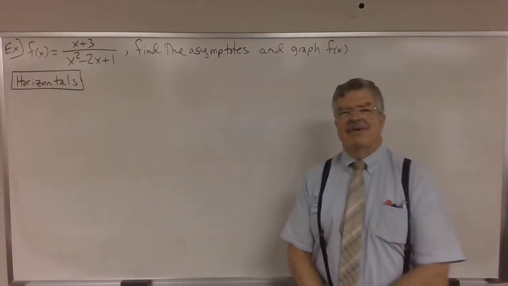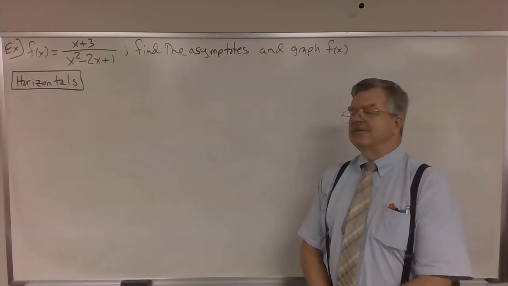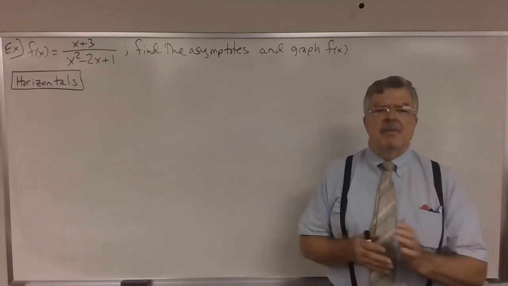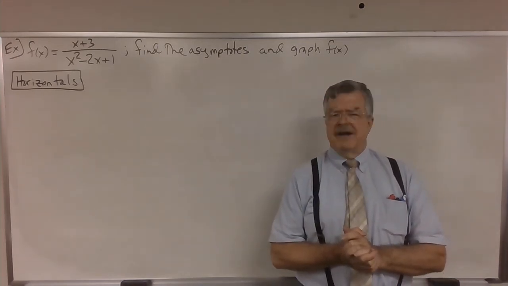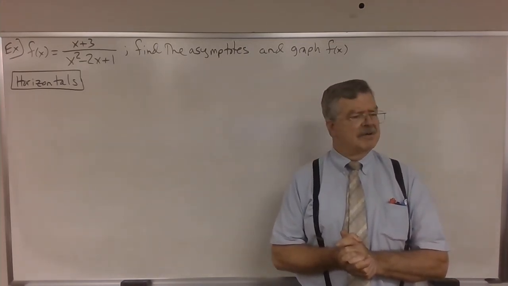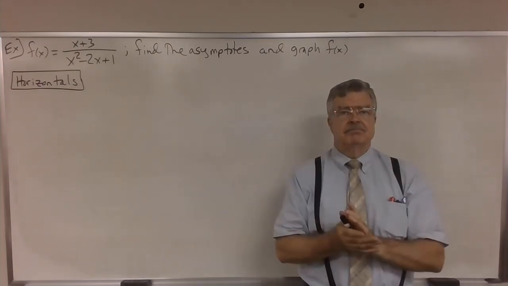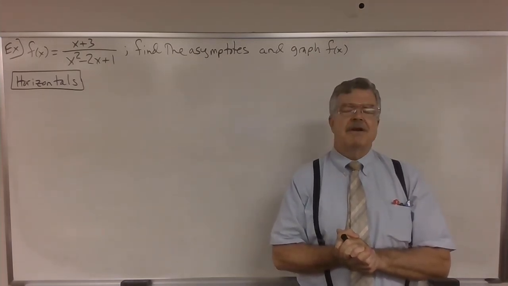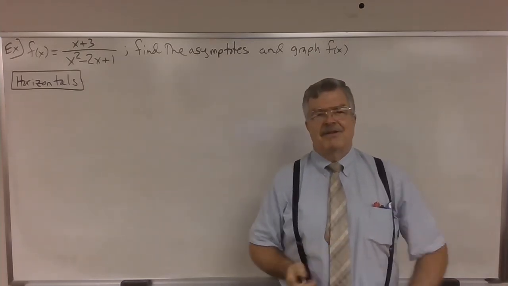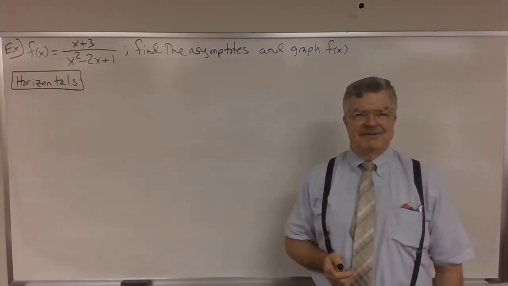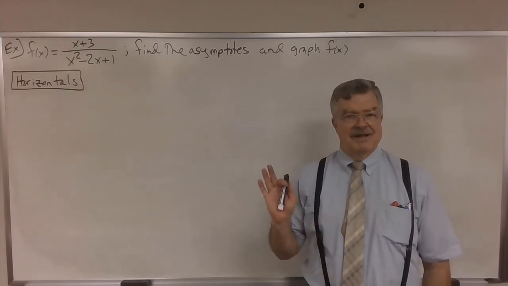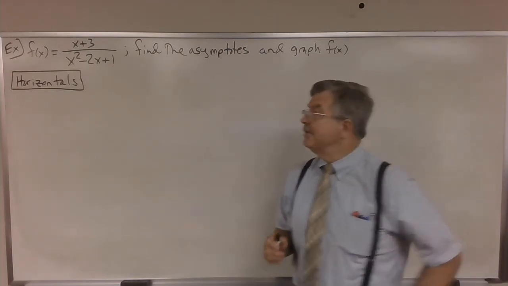Okay, we're back and we're ready to do the horizontal asymptotes. Now, how is it that we go about finding the horizontal asymptotes? What do we do? Check in your notes for a second and just see what it is we have to do to find the horizontal asymptotes. Okay, what is it? Step 1.